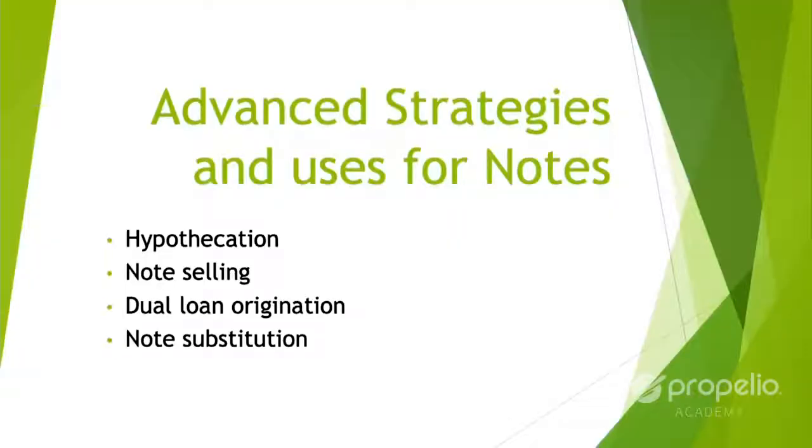So a couple of things that we're going to be covering in the next few minutes are hypothecation. What is it and how can you use it in your owner finance strategy? Note selling, dual loan origination, and note substitution. So again, hypothecation, note selling, dual loan origination, and note substitution. Why are these strategies important?